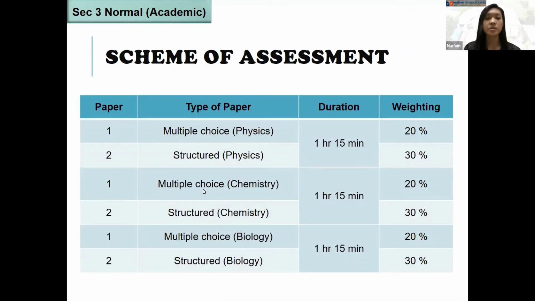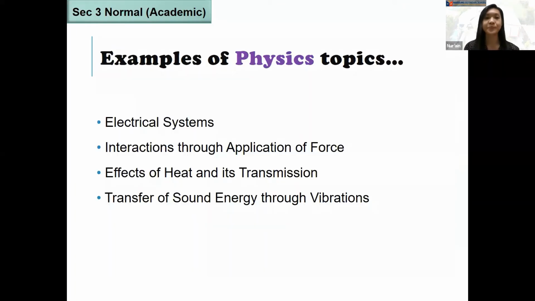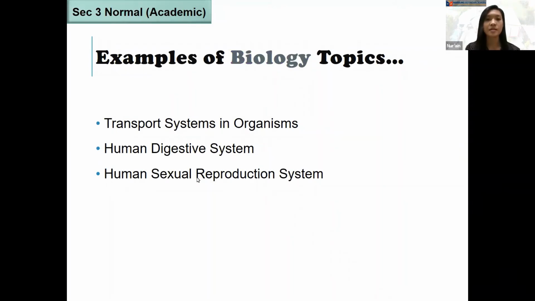So students will need to take paper 1 and paper 2 for each science, meaning if let's say a student is taking physics chem, both physics and chem are assessed together as one subject. So do note that for NA level science, there is no practical assessment. So here are examples of physics topics, biology topics. I will now show you some examples to see what a typical biology question is, and what a typical physics question is.